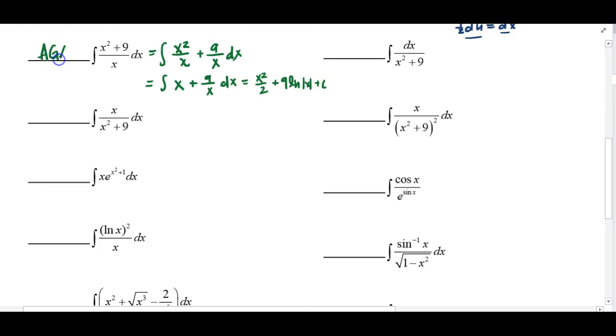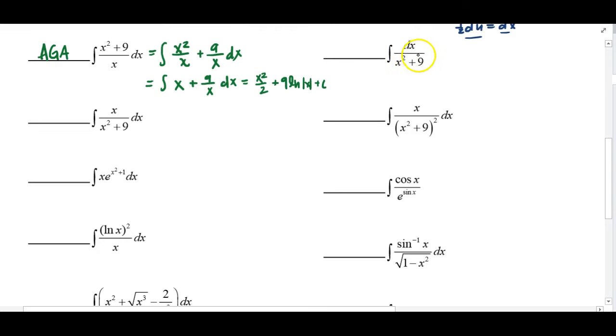So AGA is the strategy, that algebra first, because there was one term on the bottom that I could split up into a sum or difference of now pieces that I can integrate separately with general antiderivative rules.